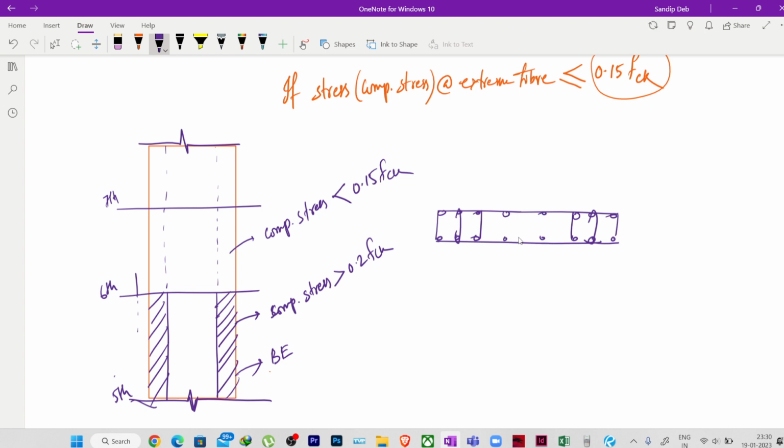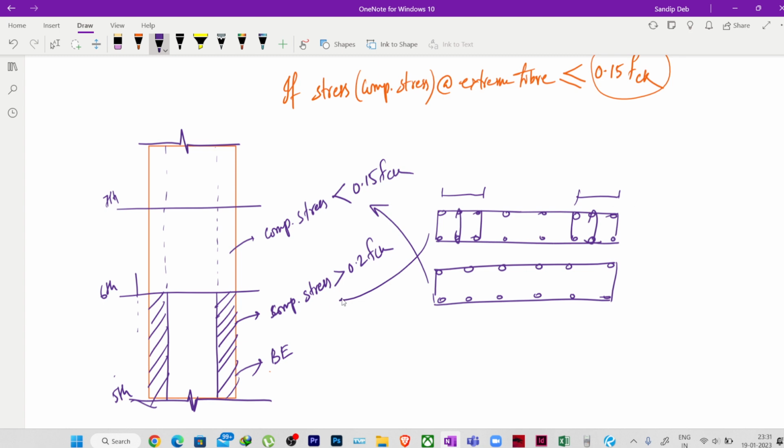Okay, up to 6th floor, and after 6th floor then you can discontinue the boundary element and you can provide general uniform reinforcement like this. Okay, then this stiffer zone is not required.